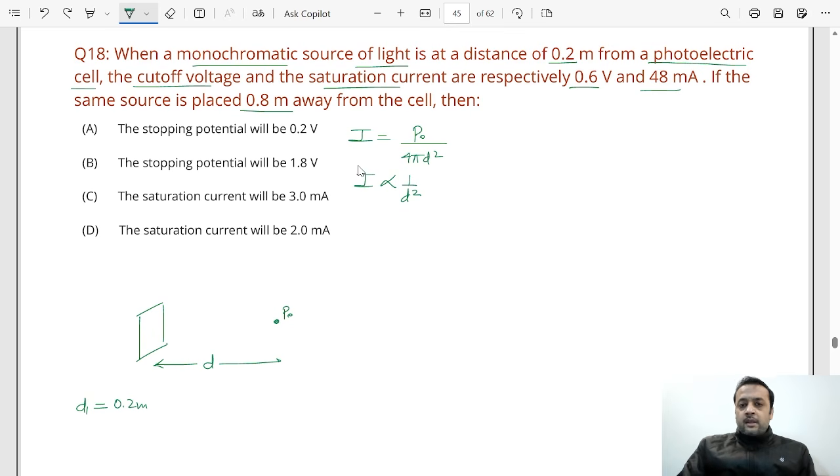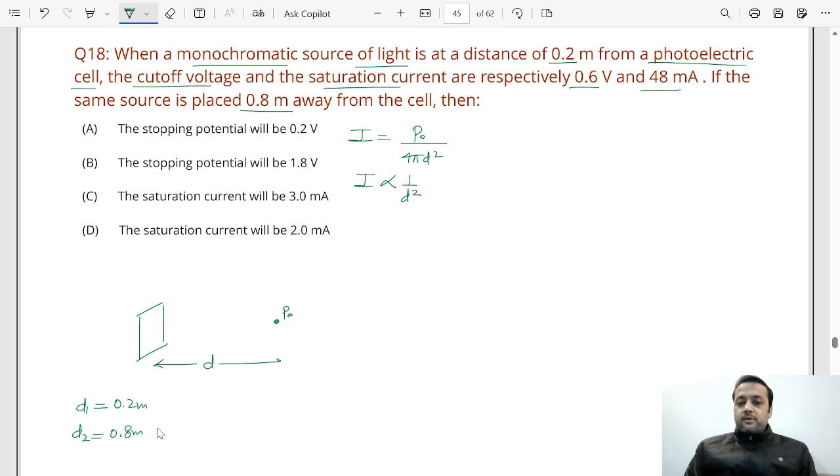All right. Now the idea is that in the first case, the distance between the point source of the light and the cell was 0.2 meters, but in the second situation the source has been made 0.8 meters away. That means the distance has been made 4 times. D2 is 0.8 meters, correct? So in this situation the distance has become 4 times.